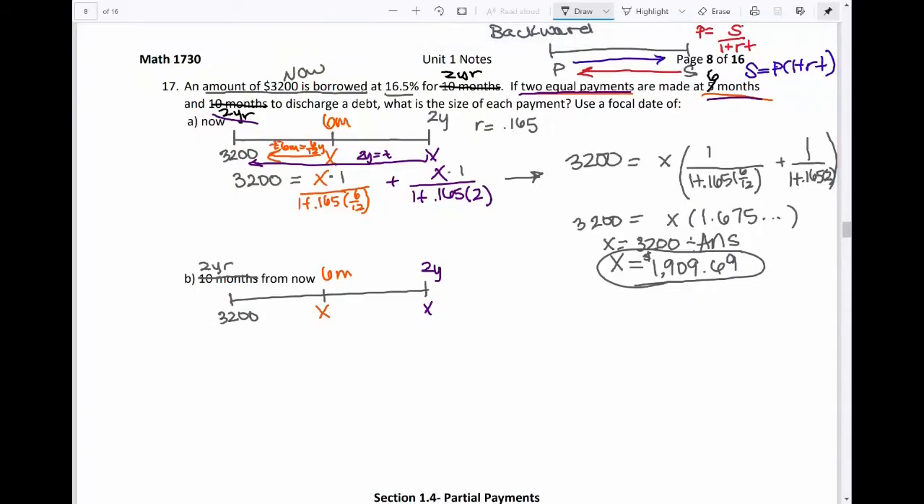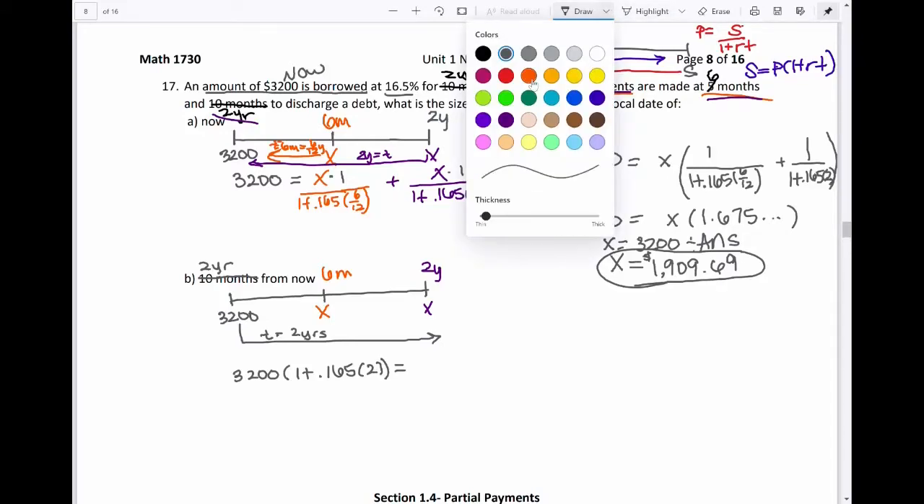Now that you've had a chance to set it up with your focal date, let's go ahead and take a look at that. So we're going to do the same process, but now we're using a focal date of 2 years from now. So that means 3,200 is going to get moved down 2 full years. So our t is going to be 2. So 3,200 times 1 plus 0.165 times 2. And that's going to be equal to each of those payments.